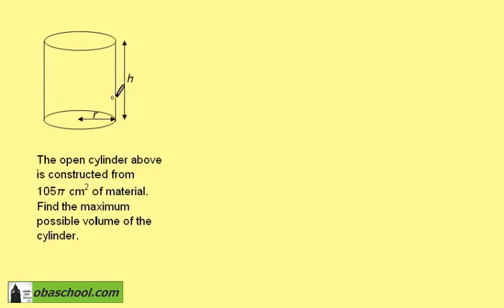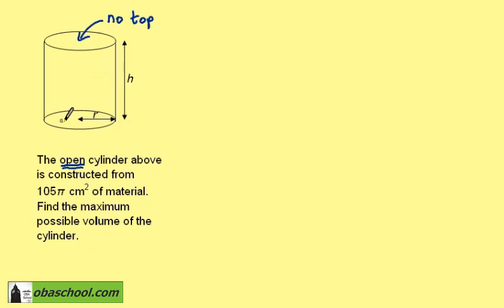We can see a diagram of a cylinder with radius r and height h. We're told that it's an open cylinder. This means that this cylinder has no top. It's constructed from 105 pi centimeters squared of material. We want to find the maximum possible volume of the cylinder.